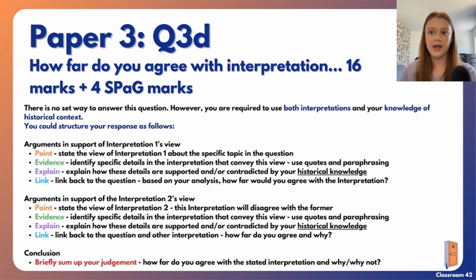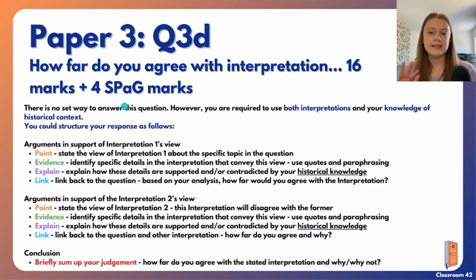Okay, and for our final question, question 3D, this is our how far do you agree question with the interpretations. This one is worth 16 marks and you also get 4 SPaG marks, so it's really important that after you finish your answer, you read through it and double check your spelling, punctuation and grammar. This is along the same vein as the how far do you agree questions from other papers. However, instead of being given a statement and stimulus points, we're looking at the interpretation. So it'll ask us how far we agree with one of the interpretations.